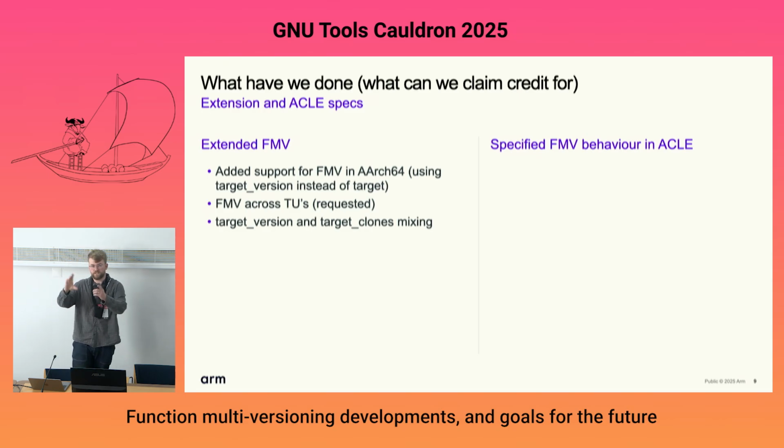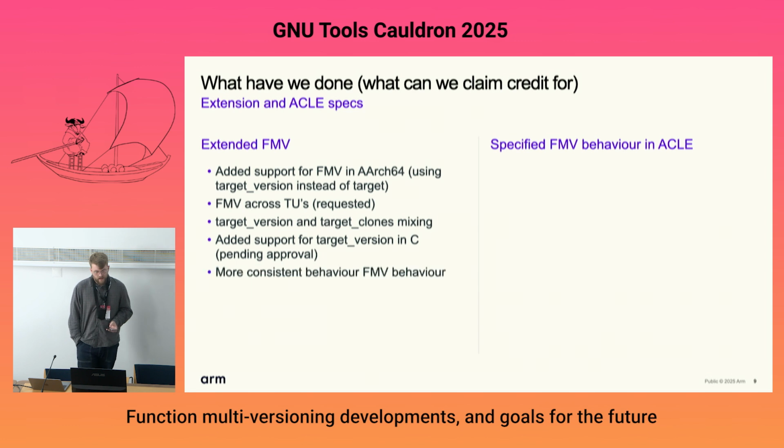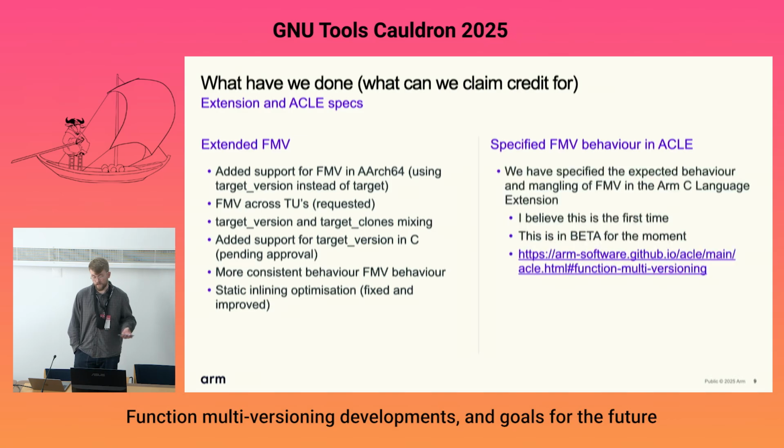We wanted to be able to start with a target clone, but later down the line split out one version to a target version, so we've allowed that. I've got a patch set adding support for target version in C that hasn't been approved yet, but hopefully soon, hopefully for GCC 16. We've made the behavior more consistent, and we had a broken static inlining optimization previously. I turned it off for a while, and then I made one that works. And so that's what I've done.